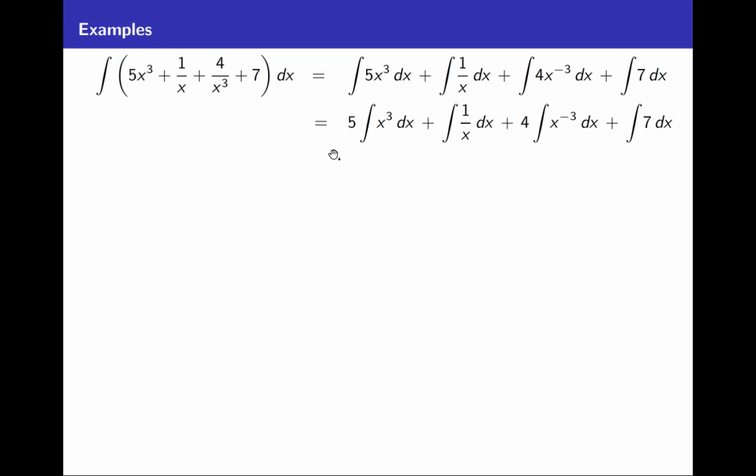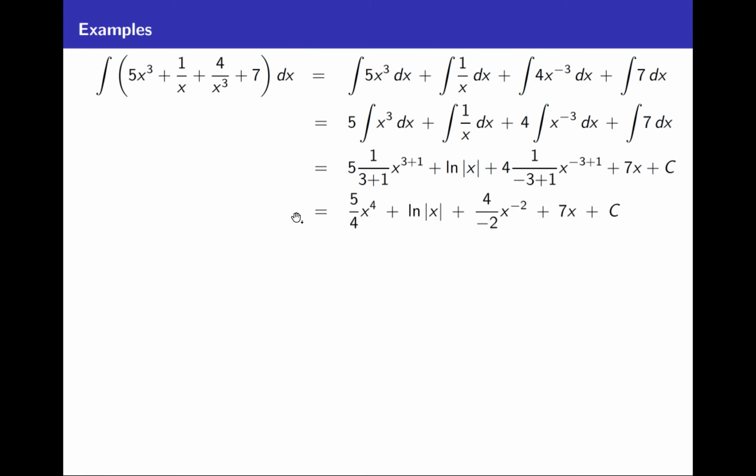Now we can work out this first integral using the power rule for integration and keep that 5 right in front. The integral of x cubed dx is 1 over 3 plus 1 times x to the power of 3 plus 1. The integral of 1 over x dx we know is ln of the absolute value of x. Using the power rule again, we get 4 times, let's see, the integral of x to the minus 3 dx is 1 over minus 3 plus 1, x to the power of minus 3 plus 1. And then the integral of 7 dx is 7 times x. Remember, that was our first integration rule. And then we add a c to the end.